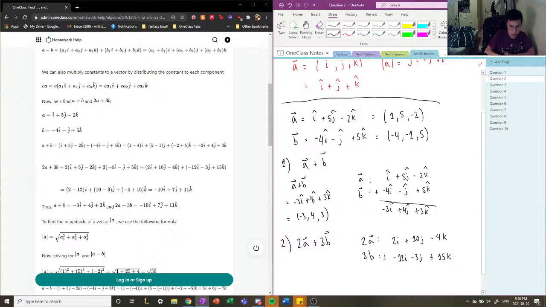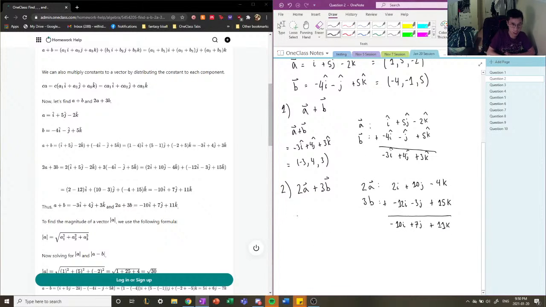And if we were to add this together, because that's what they want us to do, we would get negative 10i plus 7j plus 11k. Okay, so now writing this out here, we have negative 10i plus 7j plus 11k. Or in the coordinate system, we have negative 10, 7, and 11.